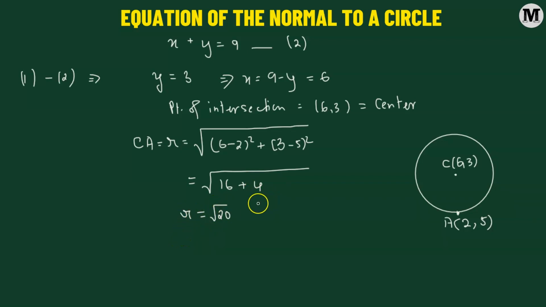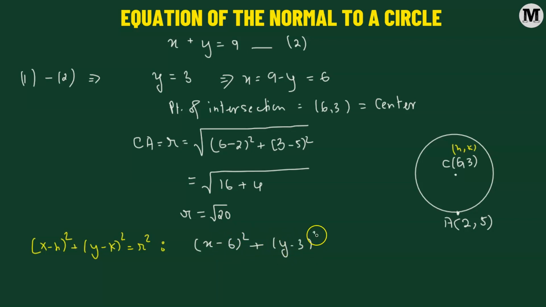So now we can easily find the equation of the circle. The standard form of a circle is (x minus h) whole squared plus (y minus k) whole squared equals the square of the radius, where (h, k) are the coordinates of the center. Here h is 6 and k is 3. So our equation will be (x minus 6) whole squared plus (y minus 3) whole squared equals the square of the radius, so that will be 20. This is the required equation of the circle.